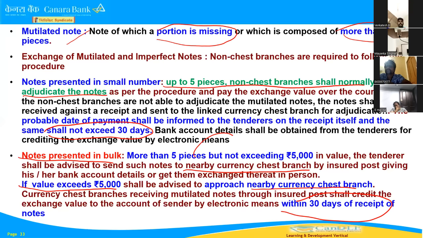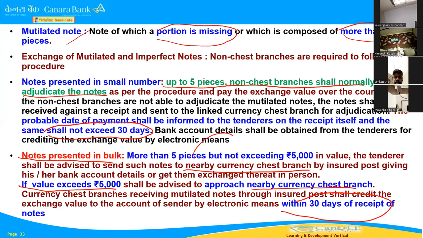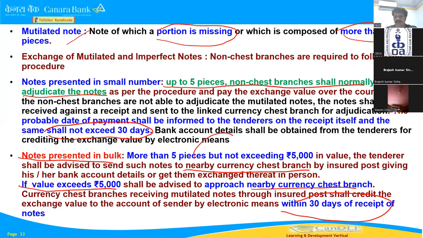But for mutilated notes, meaning a portion is missing or more than 2 pieces, up to 5 pieces, if your branch is a non-chest branch, you can adjudicate the notes. If more than 5 pieces, you have to send it to the nearby currency chest branch. Then they can take the notes physically and exchange, or the customer can send by insured post. Ultimately, within 30 days, the customer's account should be credited after verifying the notes. This is the guideline.